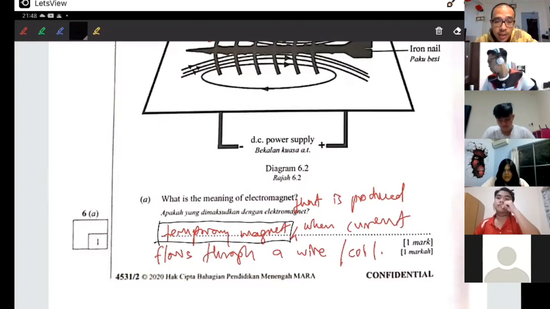The scheme says, an electromagnet is a magnet made up of a winding or a coil of insulated wire around a soft iron core so that a magnetic field is produced when a current passes through the coil. That's 1 mark. No need, guys. Don't suffer just for 1 mark. You just remember the word temporary magnet and how the temporary magnet happens.